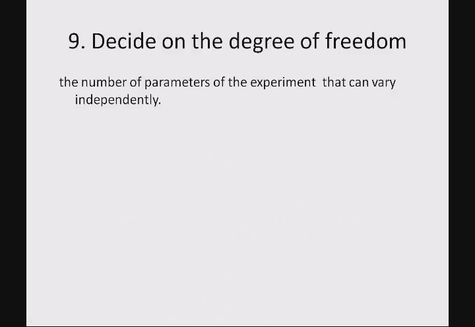However, we've got to do one more thing before we do that. We've got to decide on how many degrees of freedom we've got, because that will tell us which row of the table we look in. The degrees of freedom for any experiment can be defined as the number of parameters of the experiment that can vary independently. So let's think about what that actually means.